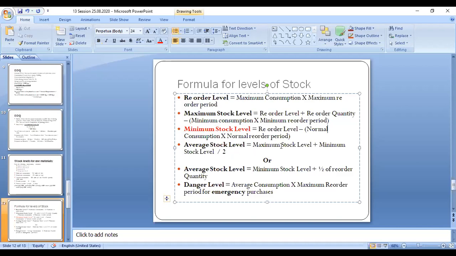Average stock level is maximum stock level plus minimum stock level divided by 2. Another formula is minimum stock level plus 1 by 2 of reorder quantity. With the minimum stock level answer you will get the danger level, that is, the emergency purchase period, which will be given in the question. Then average consumption into maximum reorder period. This is the formula, so you have to read it. We will see the next class for a thorough understanding of the calculation of the levels of stock.